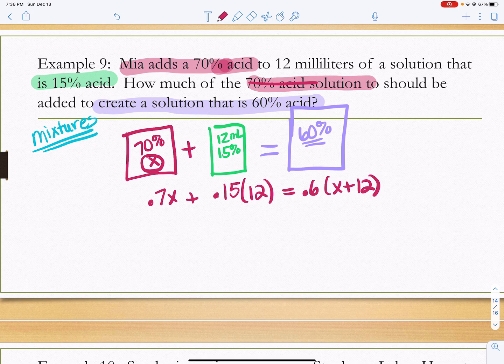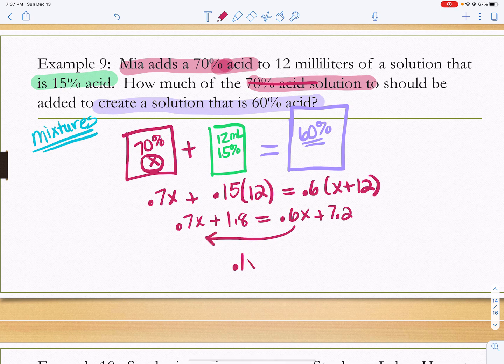If I take out my calculator and do all this math, which I actually did on paper to save a little bit of time, I would have 0.7x plus 1.8 equals 0.6x plus 7.2 when I distribute. If I move my 0.6x this way, I'd have 0.1x, and I minus my 1.8, which equals 5.4. So I divide by 0.1, divide by 0.1, and my answer is 54 milliliters.